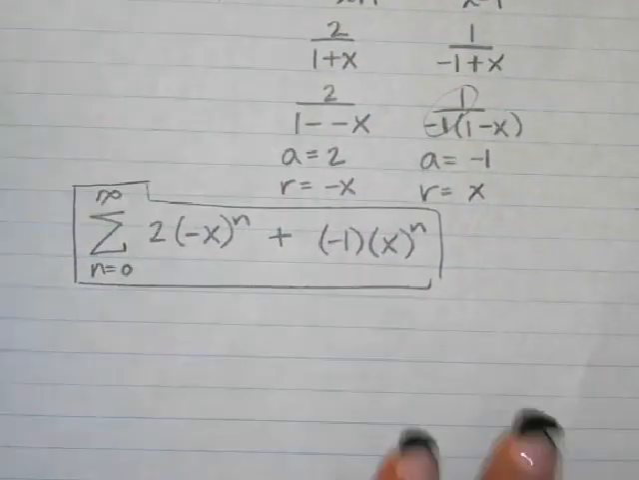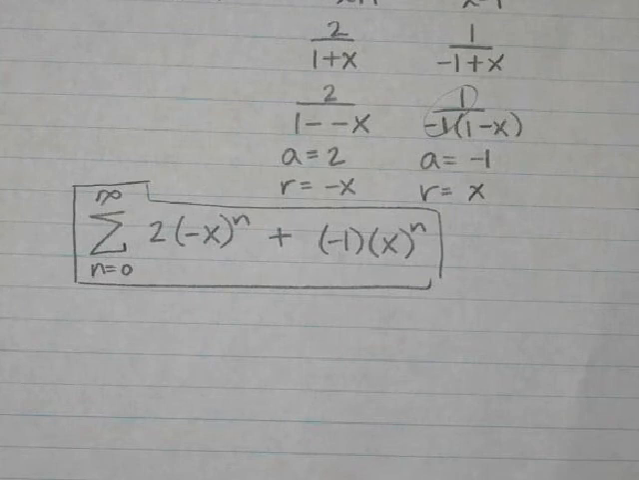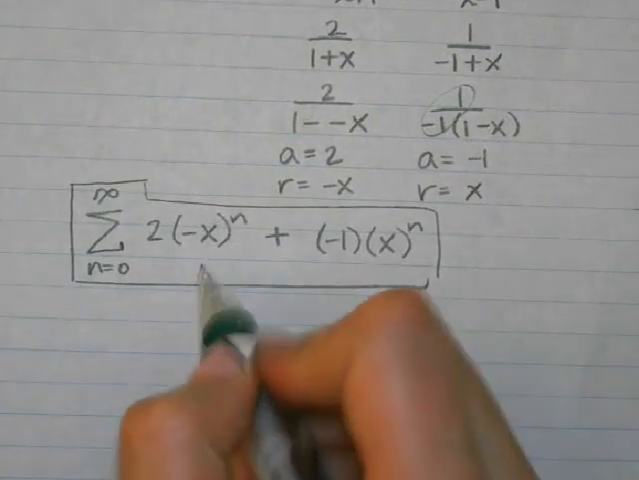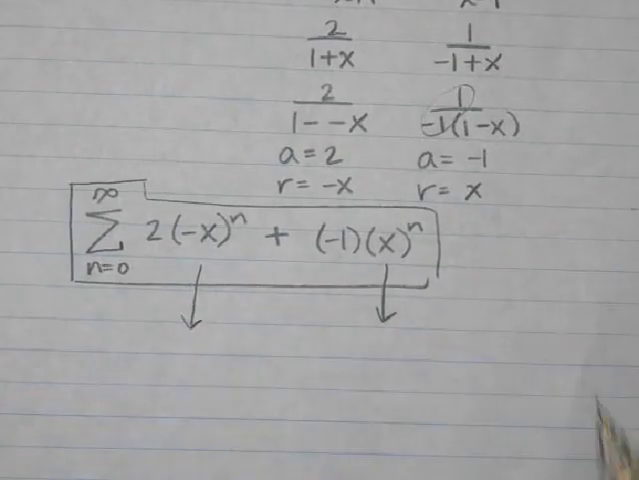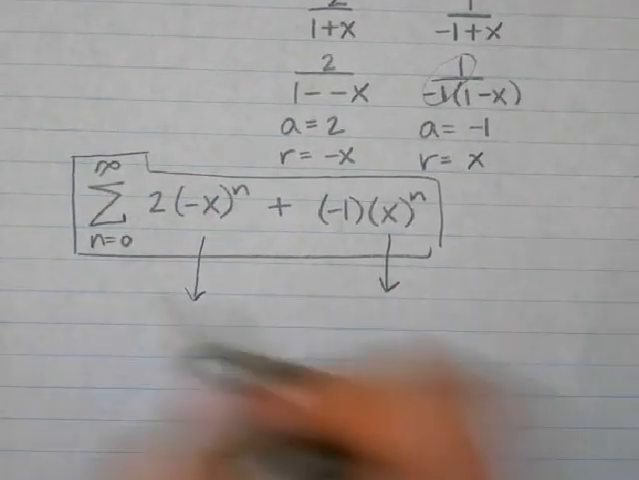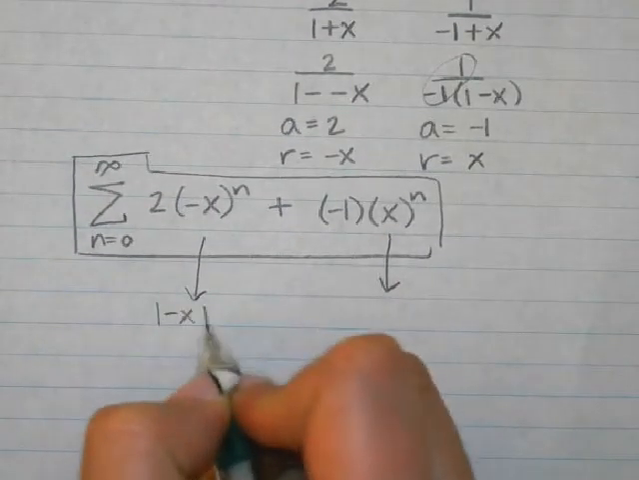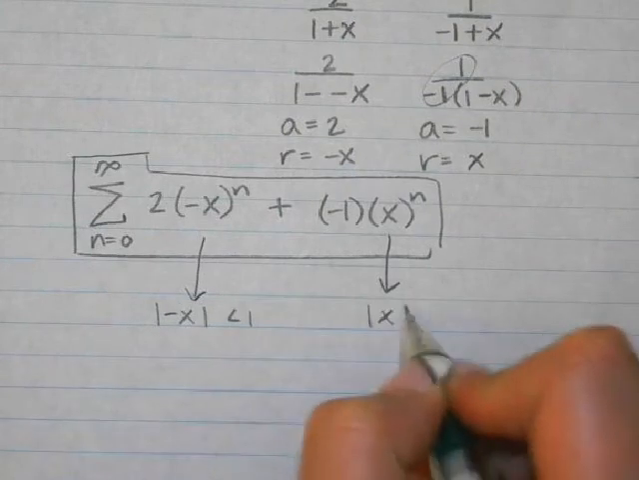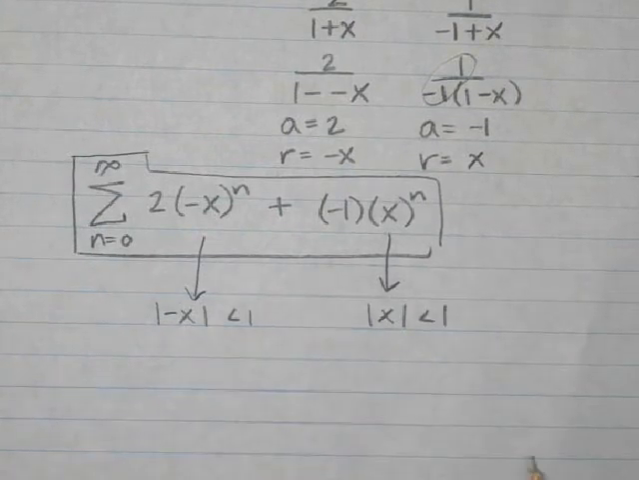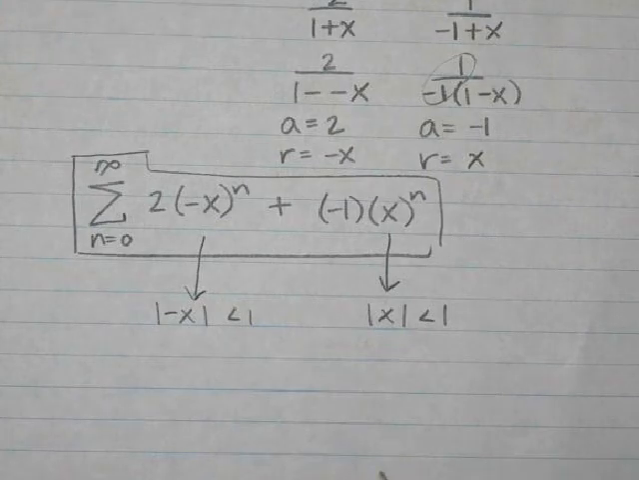Okay. So now we do have to find the interval of convergence. But the lucky thing for us is that these intervals of convergence are the same. Do you guys see how they're the same? So it's negative x is less than 1 or positive x is less than 1. And either way, what's our convergence? Negative 1 to 1.